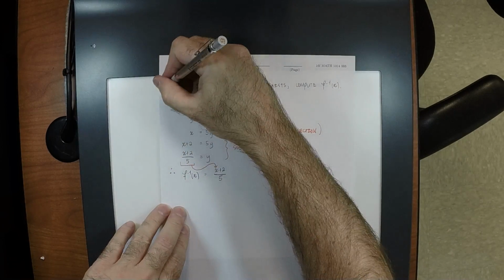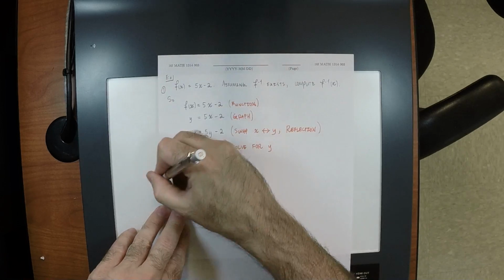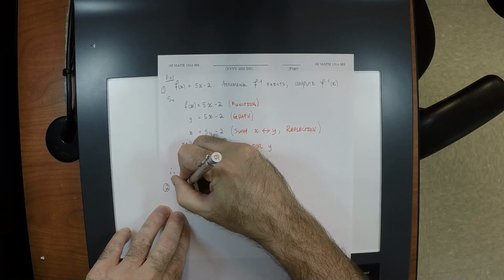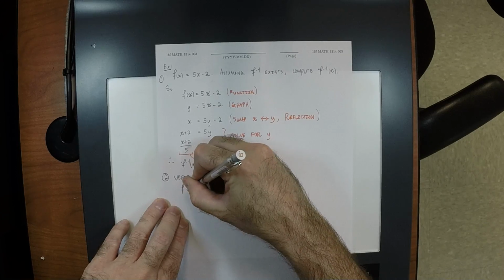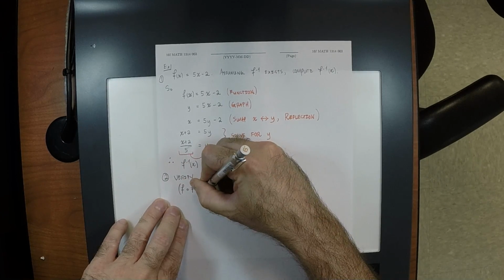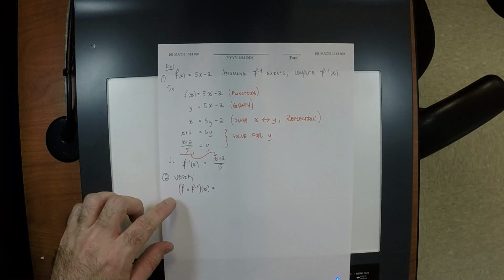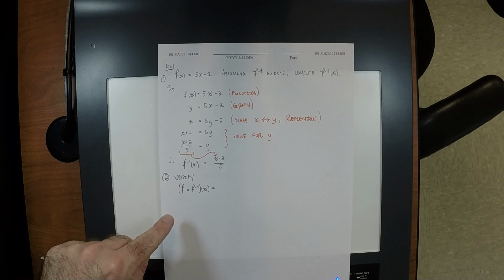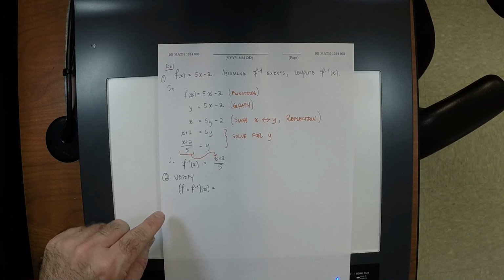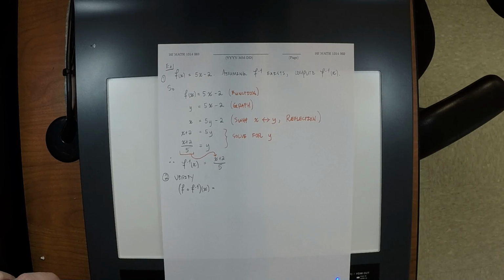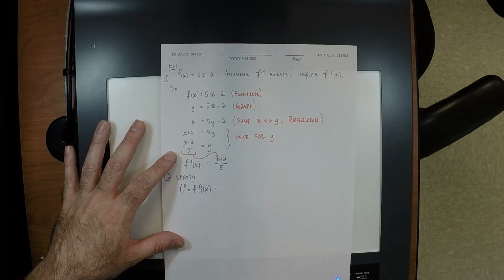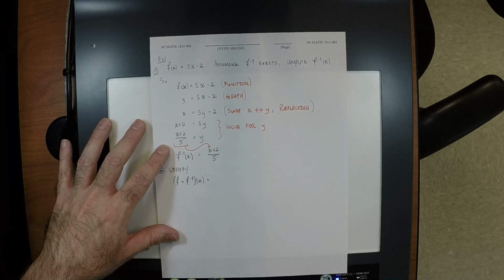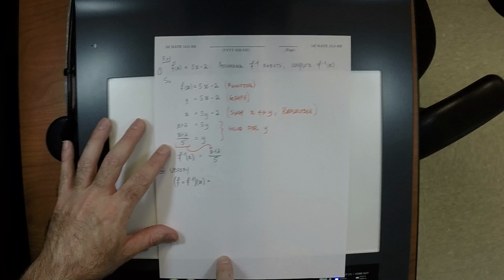So now, if this was an exercise, this would be part 1. And part 2 would be, now I want you to verify this. Specifically, I want you to compose them in both orders. So f composed with f inverse, evaluated at x. Now, we're going to perform a computation, but what should happen when we do this? It should be the identity. So what do you get if you plug x into the identity? You get x. So if we've done this right, then we should just get an x.